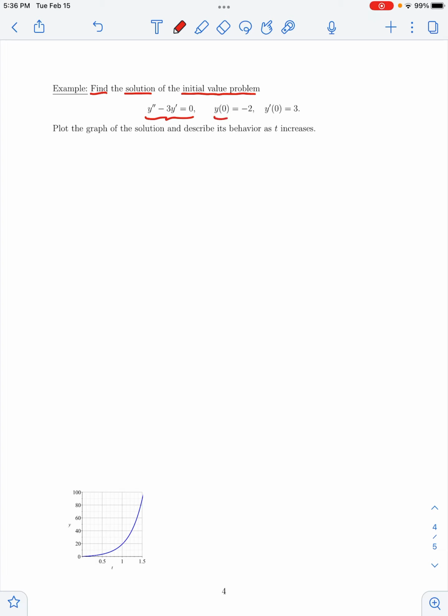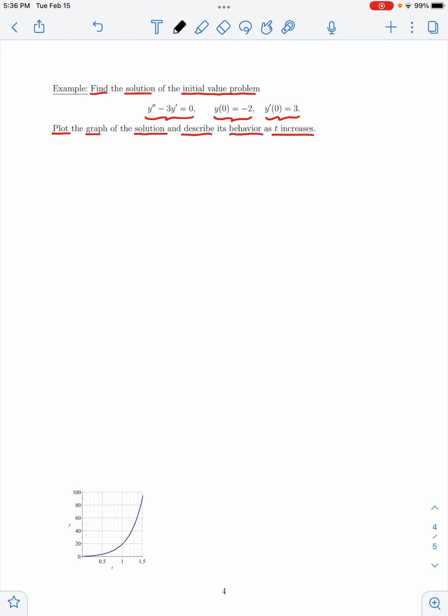And we're pairing this with two initial conditions. We know the initial value of y and its derivative. So solve this and then again plot the graph of our solution and describe the behavior of our solution as t increases.